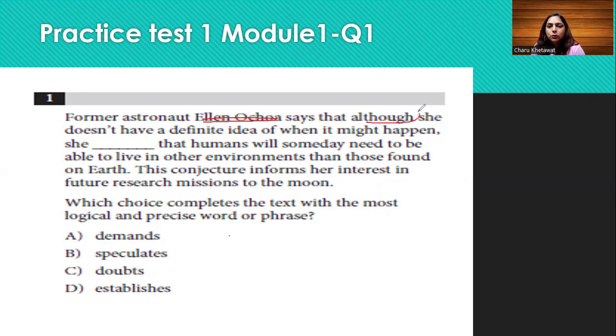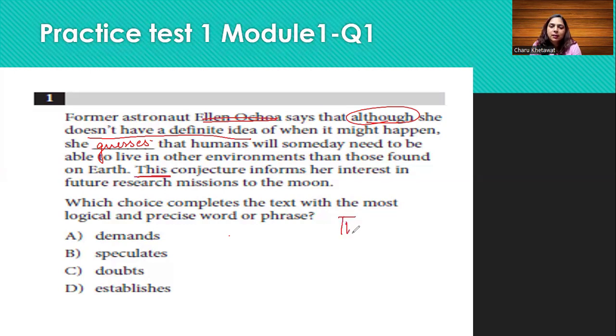So although is a contrast keyword. Although she doesn't have an idea, she doesn't have a definite idea. So if she doesn't have an idea when it might happen, she dash that. She does what? She guesses. Right? Because when you don't have a definite idea, what do you do? You guess that humans will someday need to be able to live in other environments than those found on Earth.